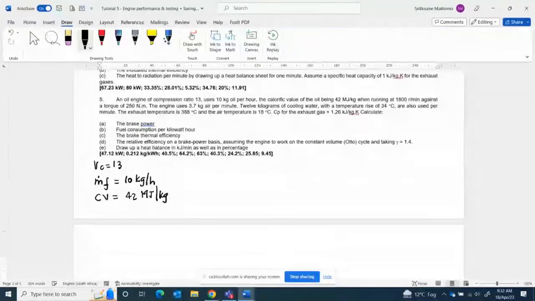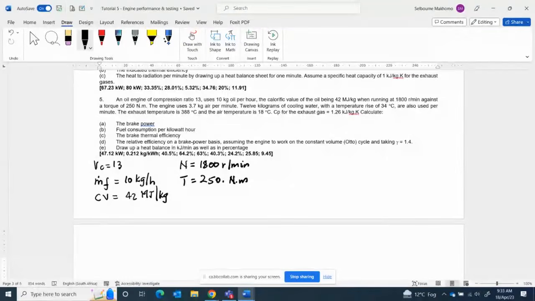Now we are not dealing with kilojoules, we are dealing with megajoules, but when we solve the problem, we convert that megajoules to kilo. And the speed of this engine is 1,800 revolutions per minute. And the question again does not tell us whether this engine is a 2-stroke or a 4-stroke engine, but we will see when we get there. The torque is 250 Newton meters.